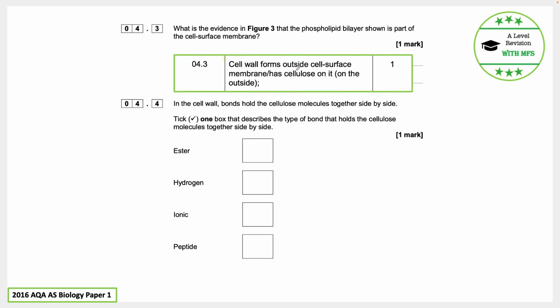Okay, so the cell wall forms on the outside of the cell surface membrane, or you can say that the cell wall has cellulose and forms on the outside of the cell membrane.